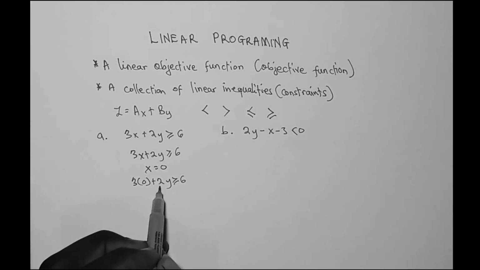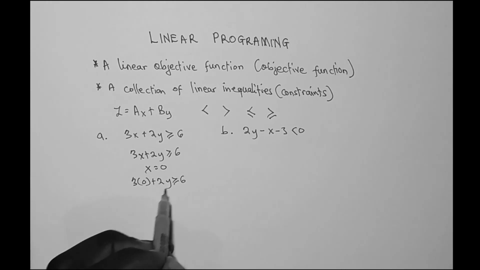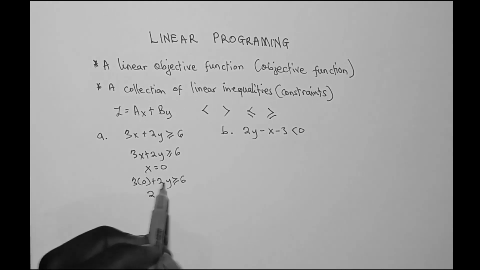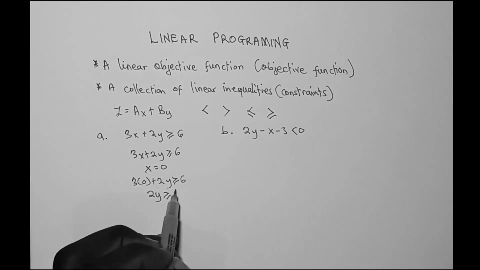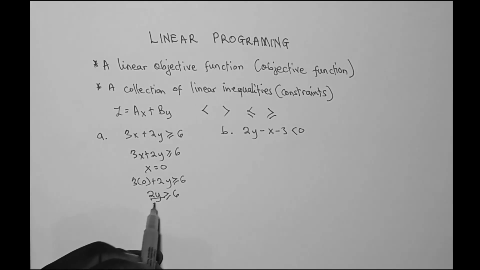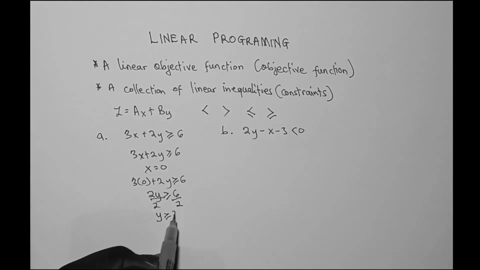So 3 times 0 is 0, so we'll be left with 2y greater or equal to 6. Let's divide through by 2. Y is greater or equal to 3. So we have one point, and that point is: the x component is 0 and the y component is 3.